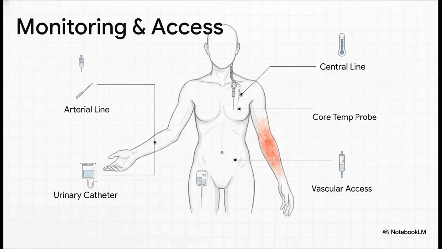Okay, monitoring. It's completely non-negotiable. An arterial line is mandatory. You need that beat-to-beat blood pressure analysis. A central line gives you reliable access for vasopressors. An indwelling urinary catheter is your primary guide for fluid resuscitation. You're aiming for about 0.5 to 1.0 milliliters per kilo per hour in adults. Core temperature monitoring is also absolutely essential, as these patients lose heat at an incredible rate in a cold OR.